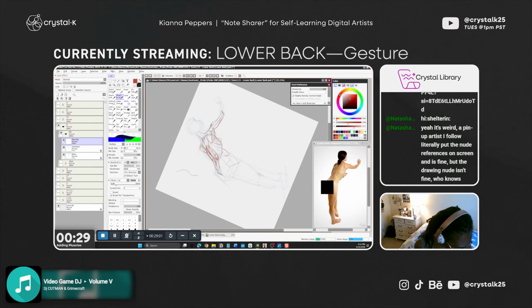Alright, let's find it. Here's teres major. Over that is going to be lat.